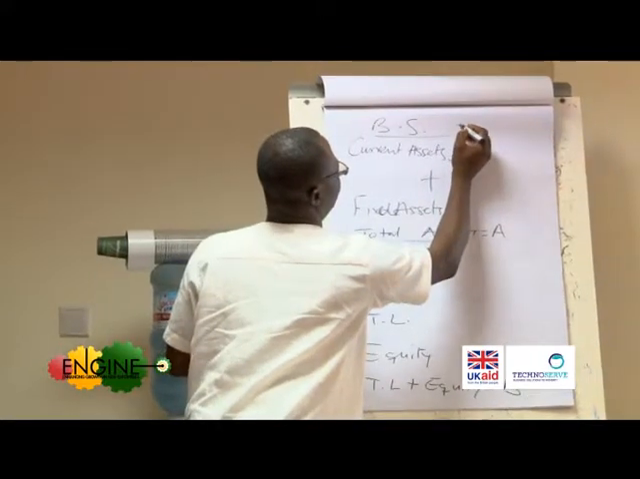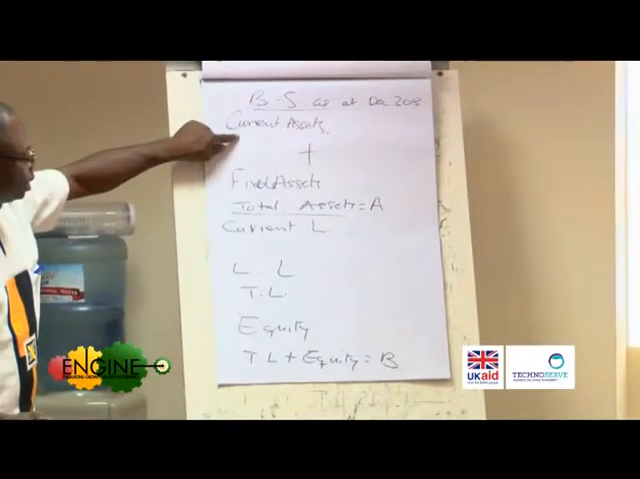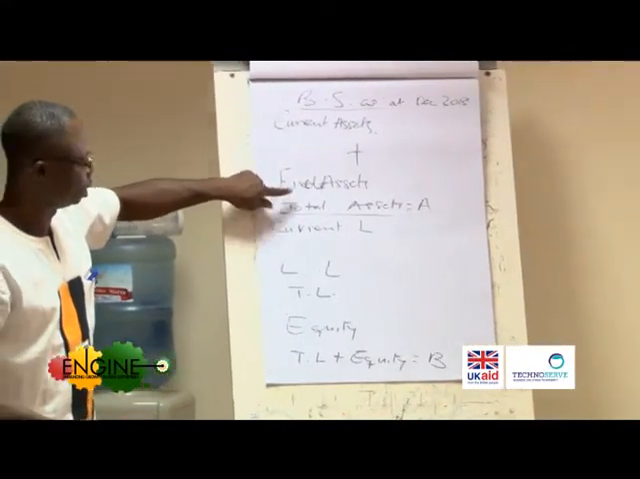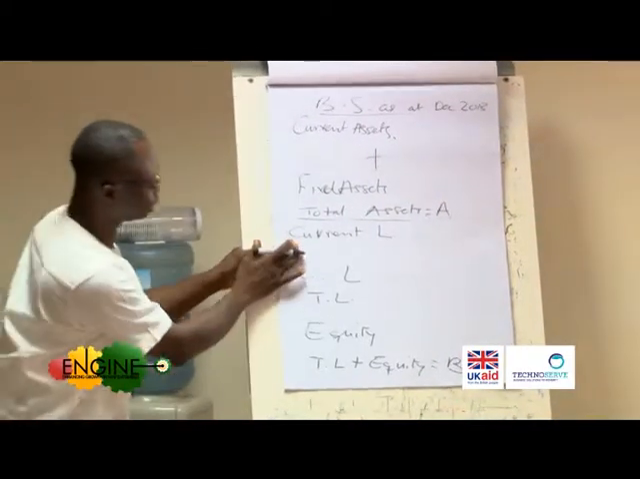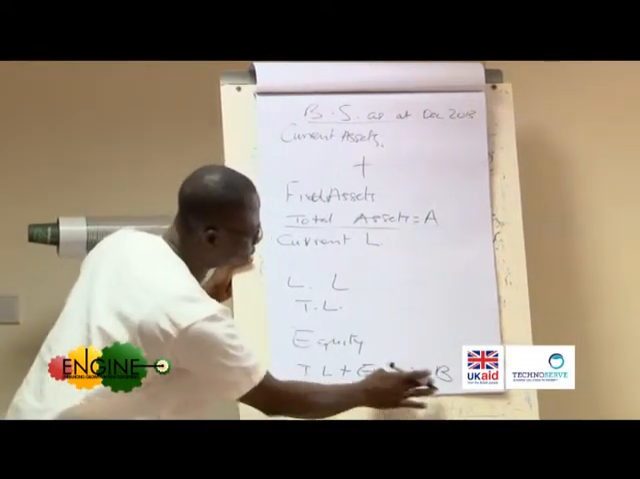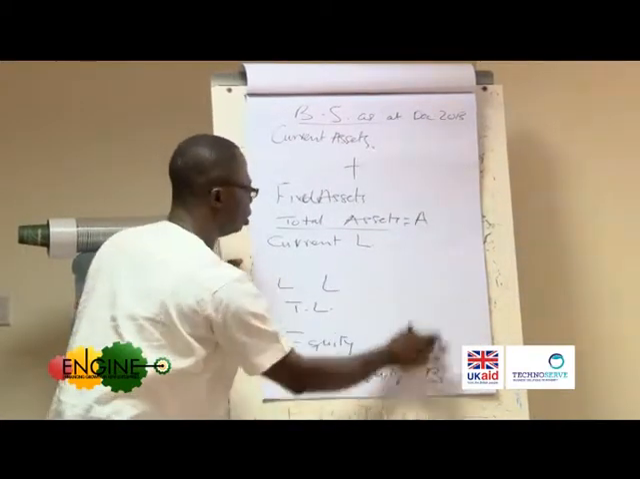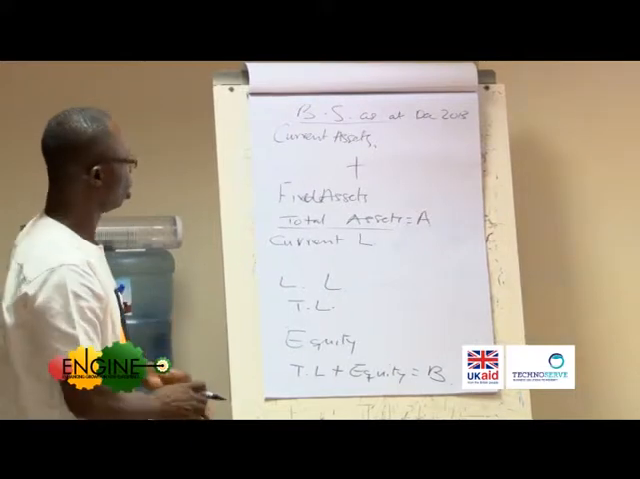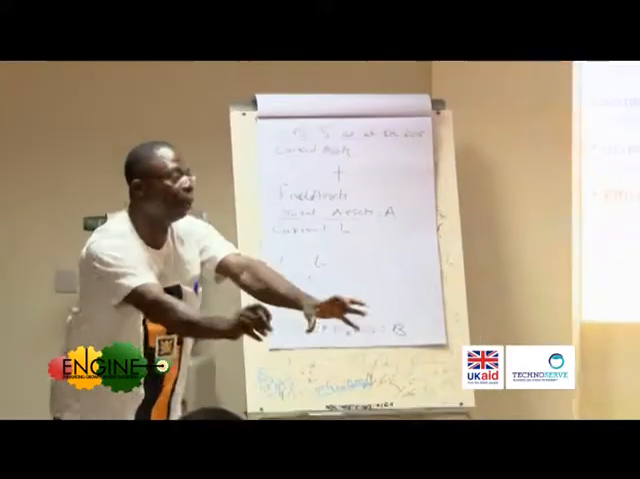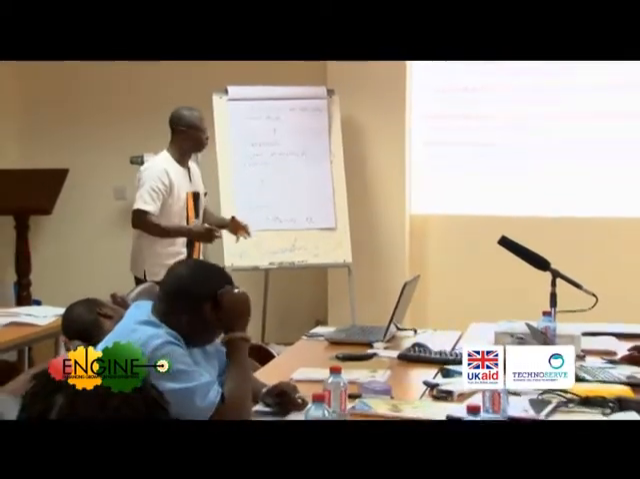Let's say assets, December 2013. Our current assets plus our fixed assets is A. Then our current liability plus long-term liability, we get our total liability. We add equity, we get our B. A and B should always be the same, for the simple reason that all our assets which the company owns should be financed by somebody. Somebody should put in money.